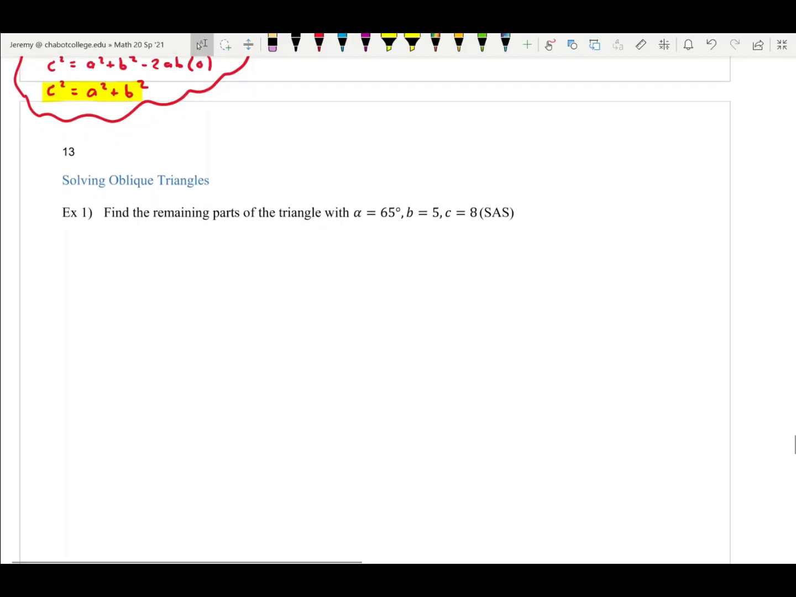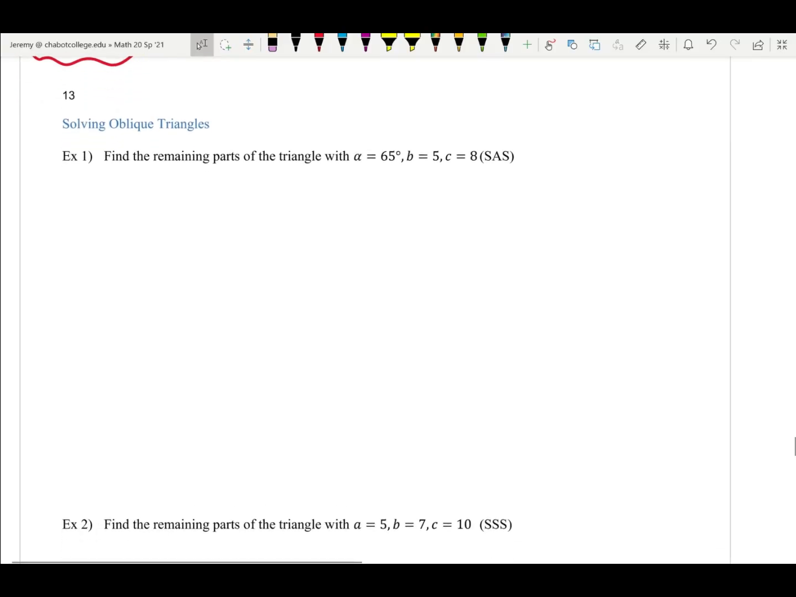So why don't we check out an example, see how this works. We want to find the remaining parts of the triangle with this angle alpha, which is like our angle A, 65 degrees. We've got a side length b, which is 5, and then a side length c, which is 8. The way that this all lines up, it's going to be a side-angle-side situation.